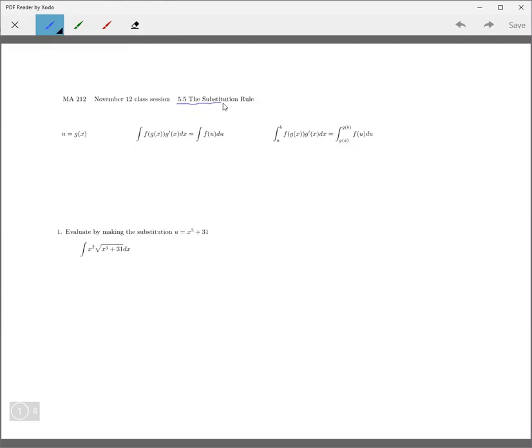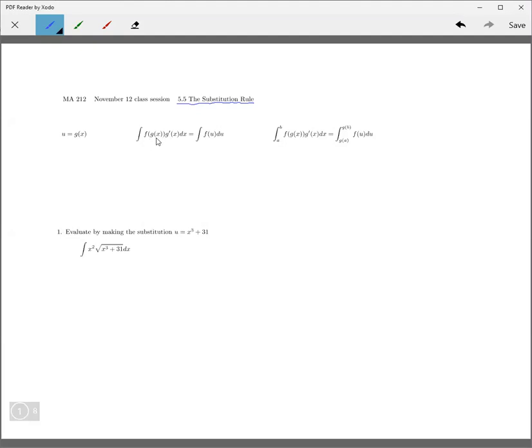This is the substitution rule, and it is probably the most important or most used rule when you're taking antiderivatives, indefinite integrals or definite integrals. It's basically substitution going backwards. What you do is you look at a function that's a composition of two functions, f of g of x.